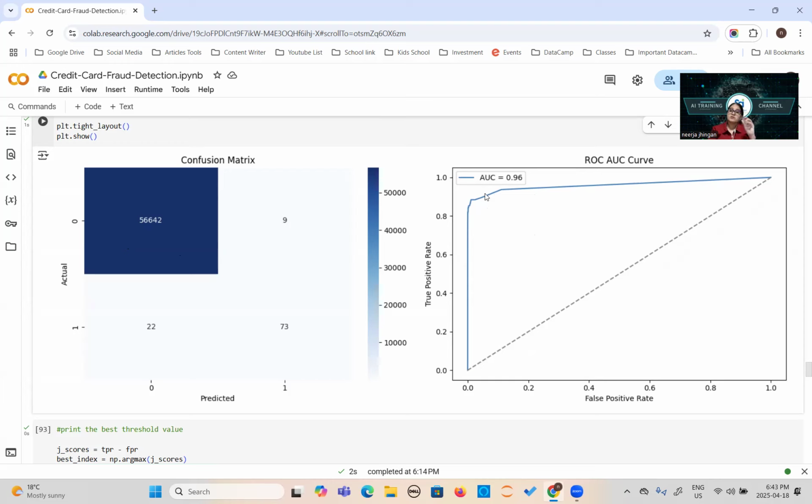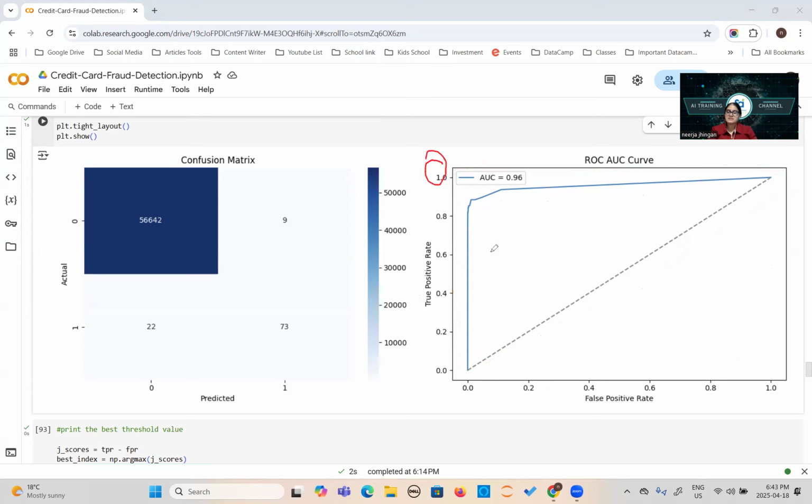The higher the value of AUC, the better the model is. If it is below 50%, you have a dumb model, because it is increasing the false positive rate. When the true positive rate increases, the line will also increase in this direction, and it will draw like this. But if this is increasing and this is decreasing, the line will not go here. It will go something like that. This is a dumb model.